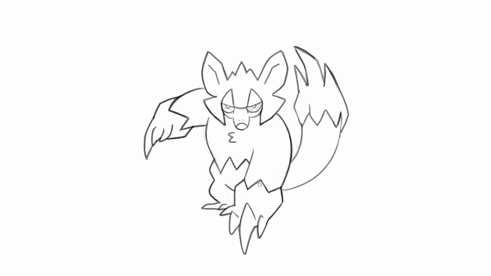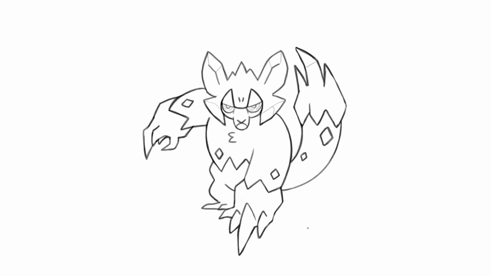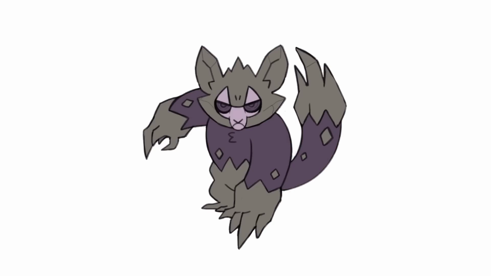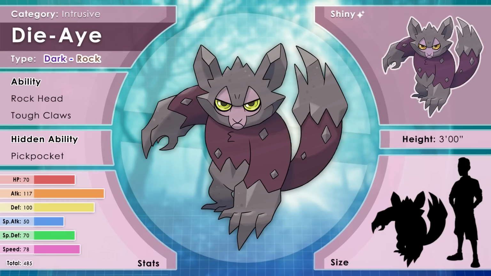The rest will simply be about refining the design now that everything's there. I added more crystals around its body and fully attached its helmet. Gave it a bigger head like I promised, and gave it the color scheme of the night, with night vision for days, or nights. Anyways, introducing Dai, the intrusive Pokemon.